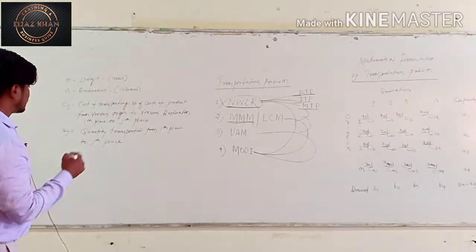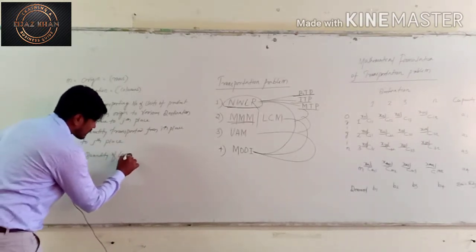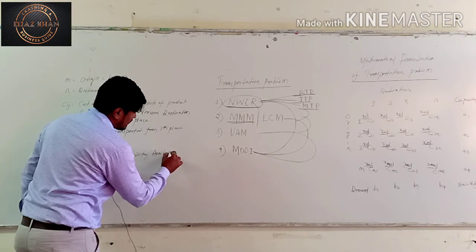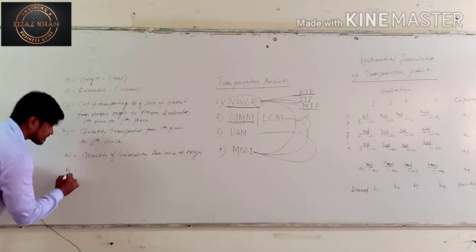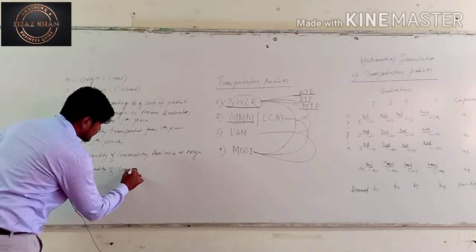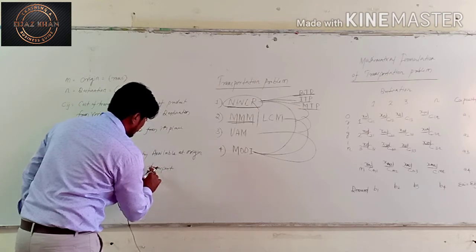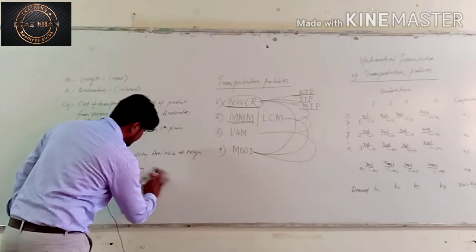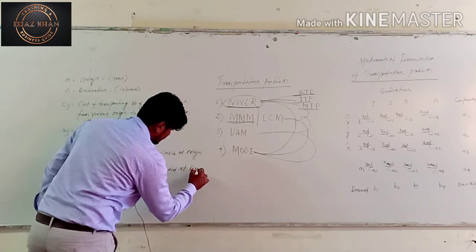Okay. Now, what is AI? AI is the quantity of commodity available at origin. What is BJ? BJ is the quantity of commodity demanded at destination.